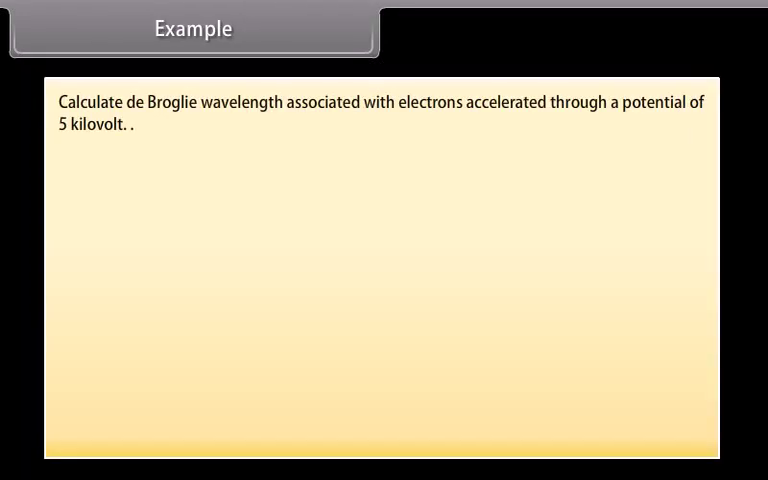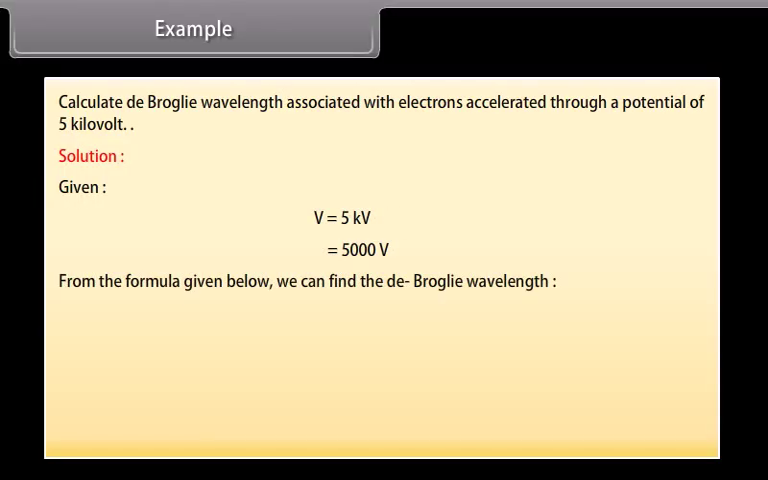Example. Calculate de Broglie wavelength associated with electrons accelerated through a potential of 5 kilovolt. Solution. Given V is equal to 5 kilovolt, which equals 5000 volt. From the formula given below, we can find the de Broglie wavelength. Lambda is equal to 12.27 by square root of V angstrom. Lambda is equal to 12.27 by square root of 5000 angstrom, which equals 0.173 angstrom.